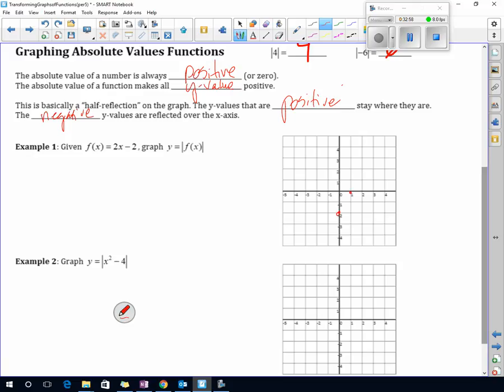So how would I graph the absolute value function? Well, this would stay the same. All positive y values stay the same. And what happens to my negative y values? It gets reflected over the x-axis. And that's how we get that V out of that line.